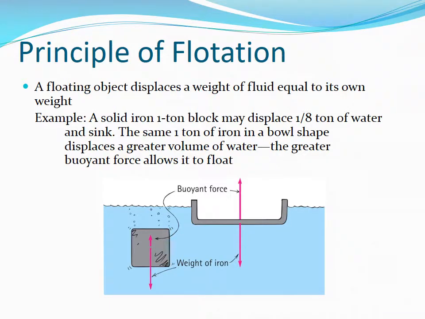The principle of flotation is that a floating object displaces the weight of fluid equal to its own weight. Example: a solid 1-ton block may displace 1/8 ton of water and sink. The same 1 ton of iron in a bowl shape displaces a greater volume of water. The greater buoyant force allows it to float.